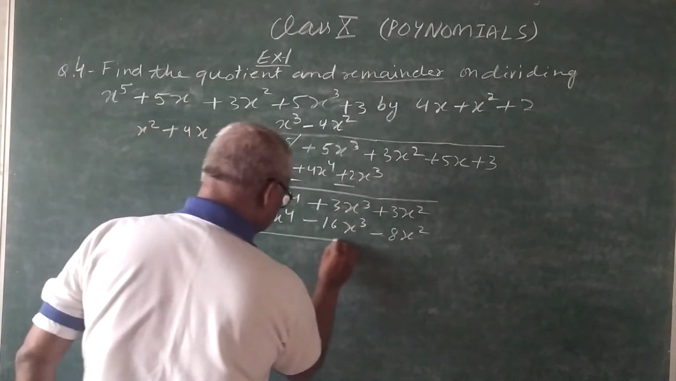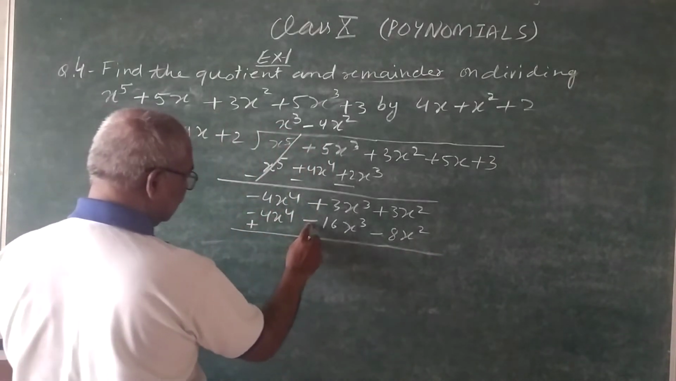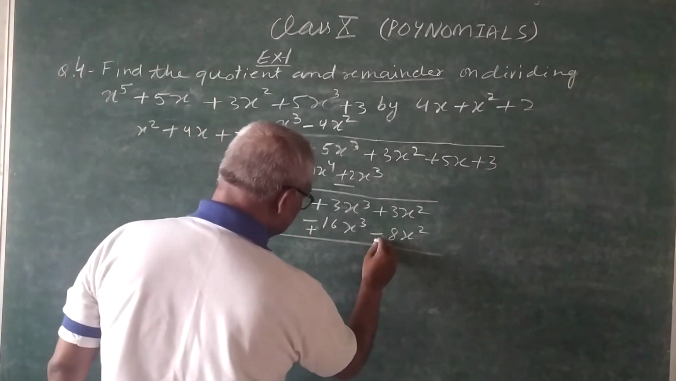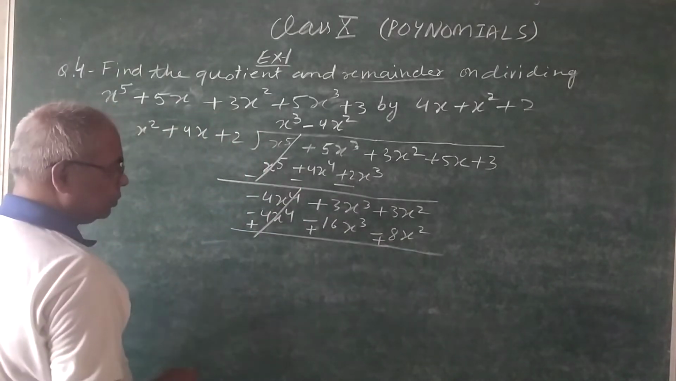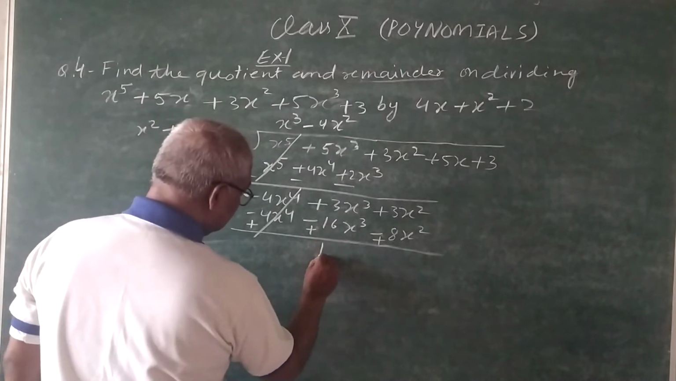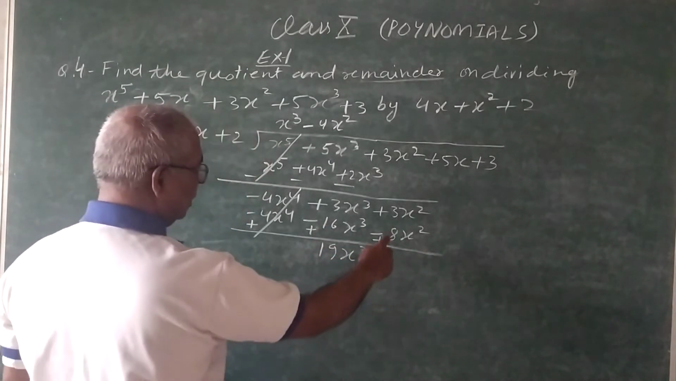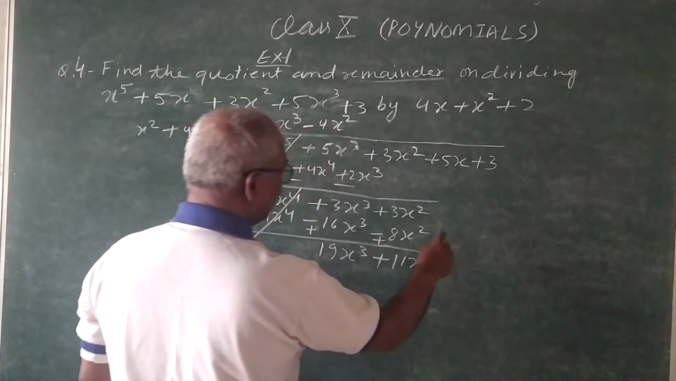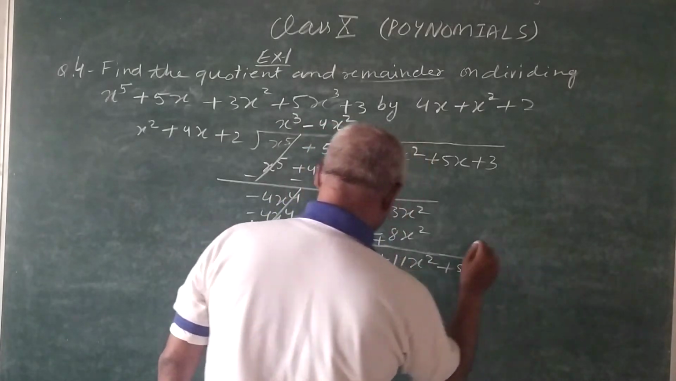Now change their sign. How can we change? It's negative, it becomes positive. It is also negative, it becomes positive. And this one is also negative, so it becomes positive. This will be cancelled out to each other. And here is 16 plus 3, that is 19x cube. And plus 3 and 8, that is 11x square. Here is 5x, so you can write plus 5x.